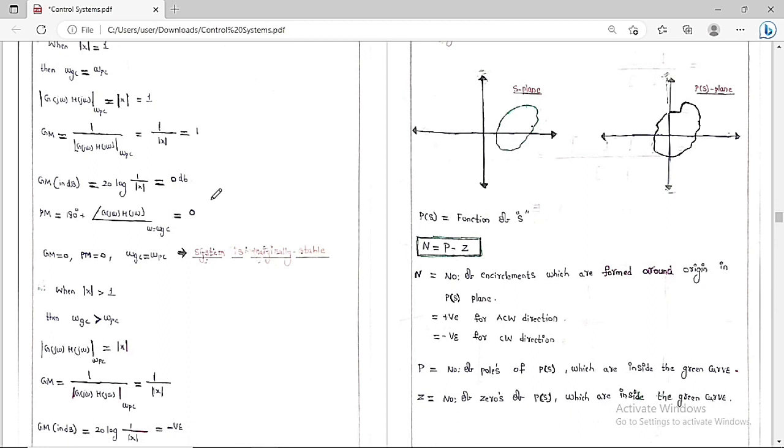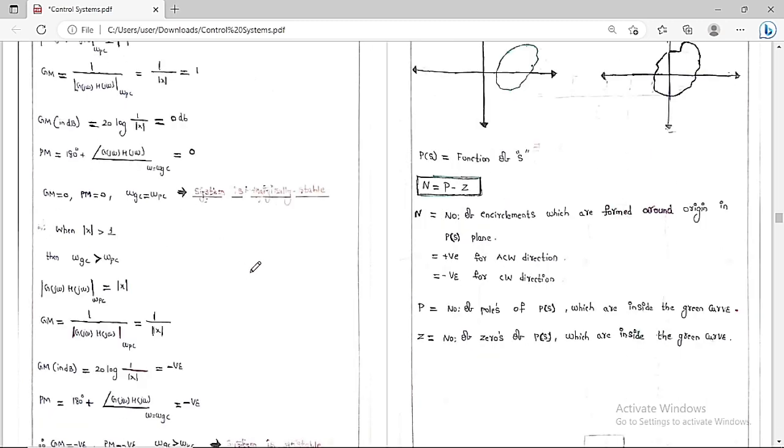Therefore we can say finally the gain margin is equal to 0, the phase margin is equal to 0, and the gain crossover frequency is equal to the phase crossover frequency. So we can say the system is said to be marginally stable.